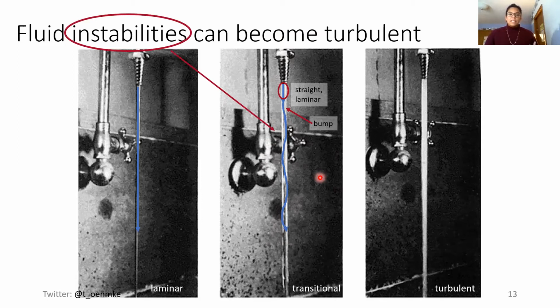But then if our instability becomes so big, we end up with this turbulent flow, which has all of these tiny eddies and swirls inside of it. I will probably fall into using eddies as a habit, but I just mean different types of swirls and different size swirls as we go through the talk.